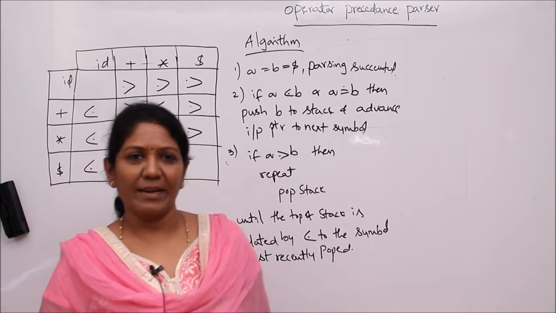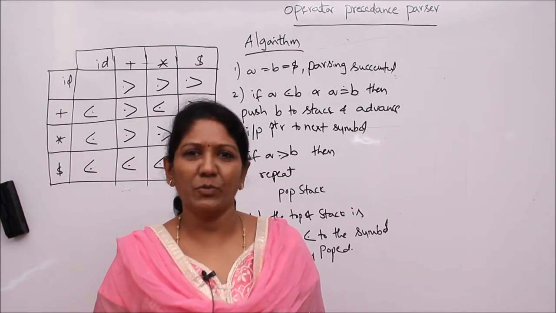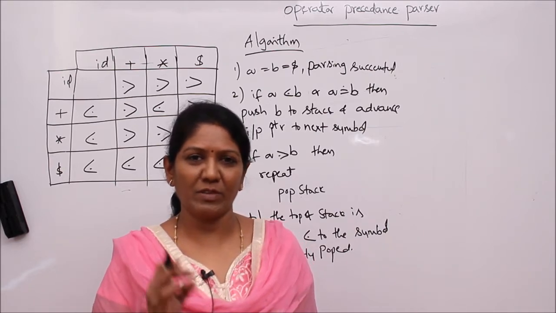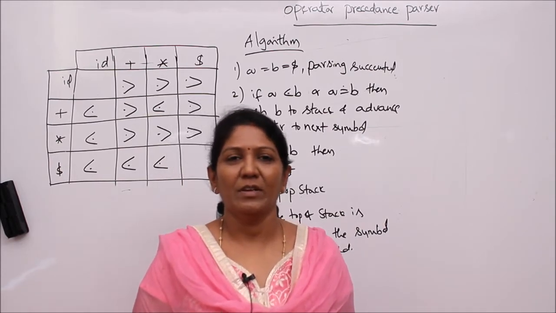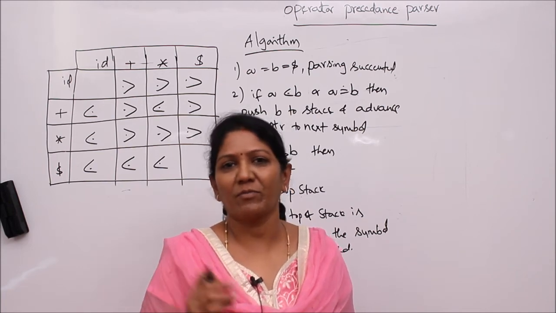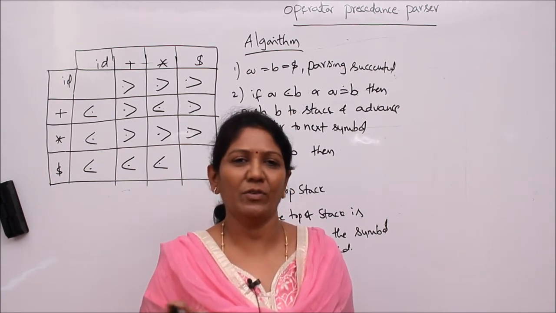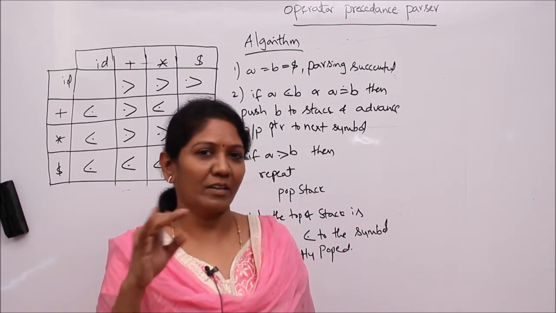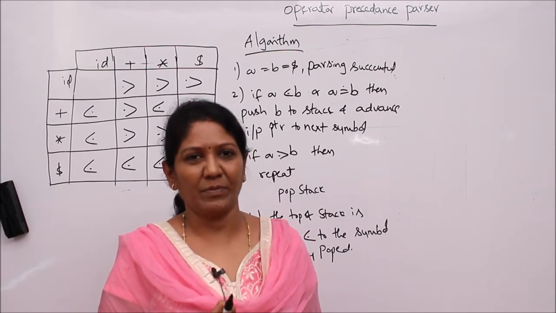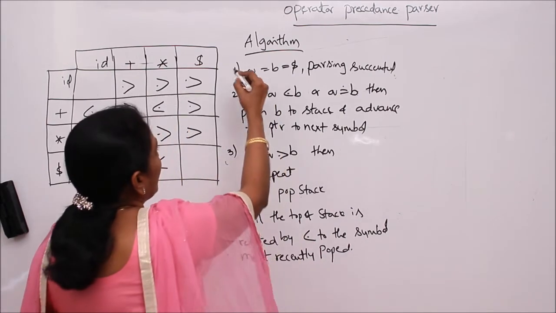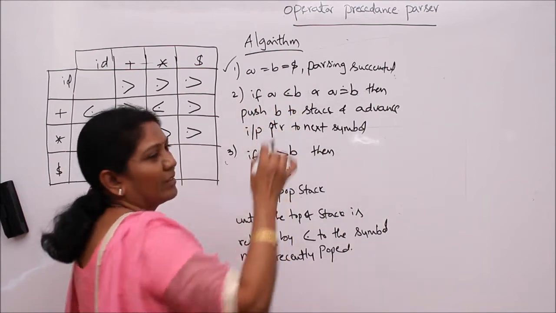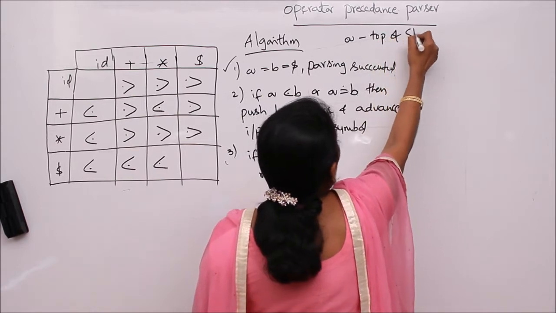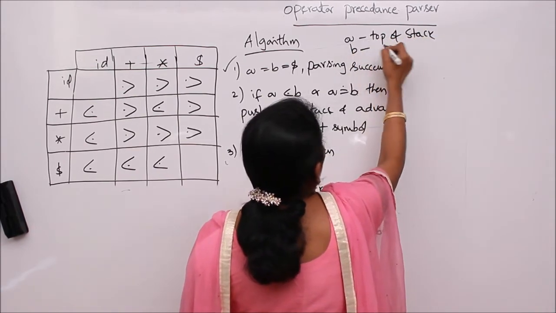To define the parsing algorithm for any SR parser, you need to define mainly two steps. Why two steps? At any point of time a parser mainly performs two steps, one is shift, one is reduce. So when exactly it performs a shift action, when exactly it performs a reduce action, if you define that, that becomes the parsing algorithm. In addition to that, when it has to halt on successful completion, three steps are required. Suppose you consider A as top of the stack and B as look ahead symbol.